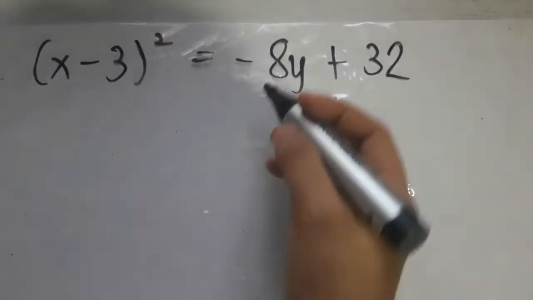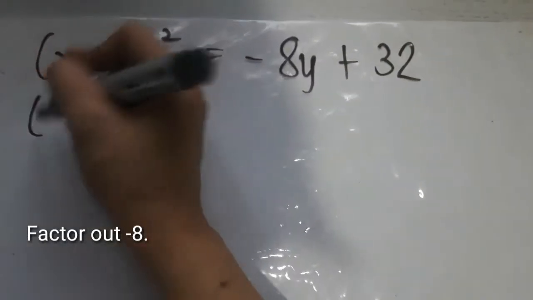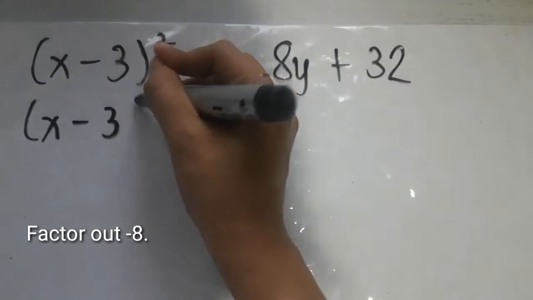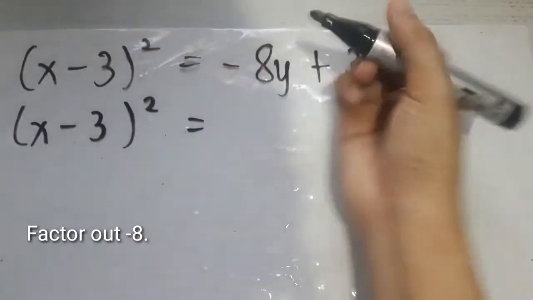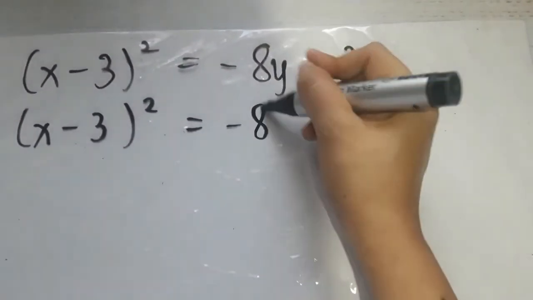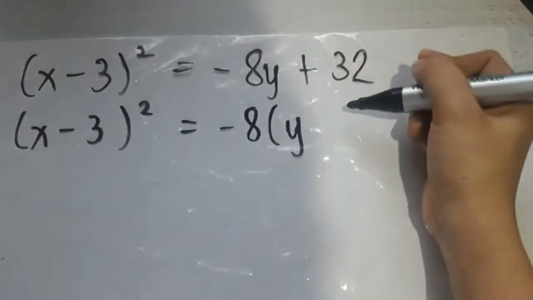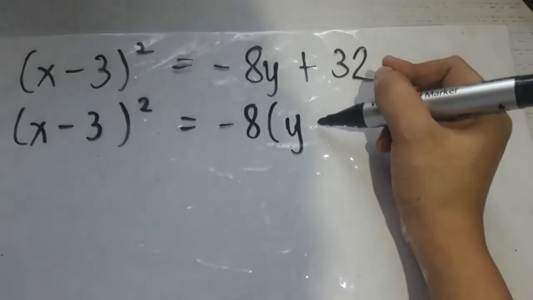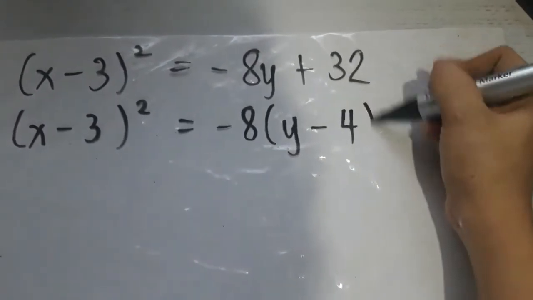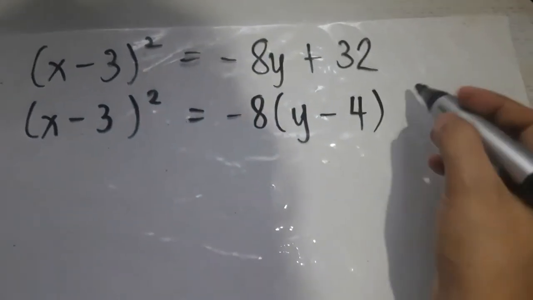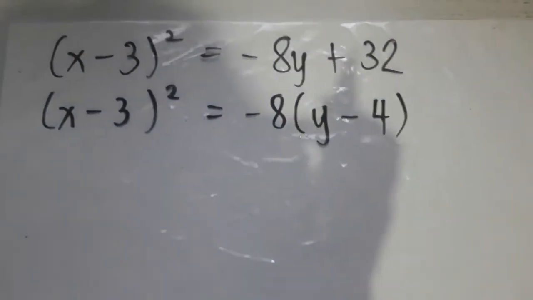For the last step, we'll factor out negative 8 on the right side. So just copy the quantity of x minus 3 squared equals, factor out negative 8. Negative 8y divided by negative 8 is y. And then 32 divided by negative 8 is negative 4, because they are unlike signs. So this will be the standard form of the given parabola.